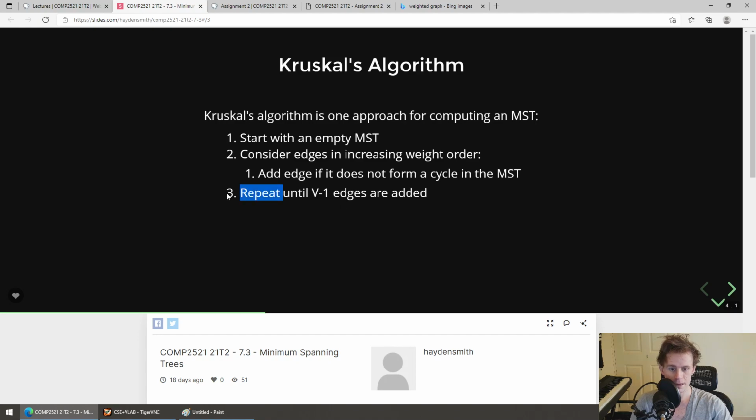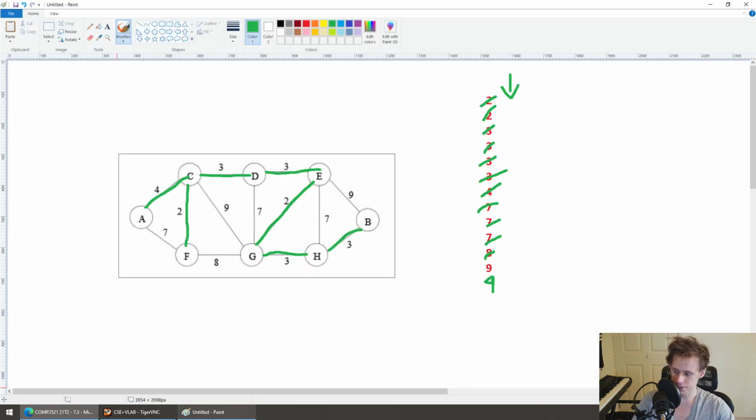And you repeat that until V minus 1 edges are added. Now, again, I just kept going with this one, but if we have 1, 2, 3, 4, 5, 6, 7 nodes, then we're only ever going to add 6 edges. So you could have actually stopped this earlier. You wouldn't have kept going, which is good. So that's a bit of an insight, which might be helpful.